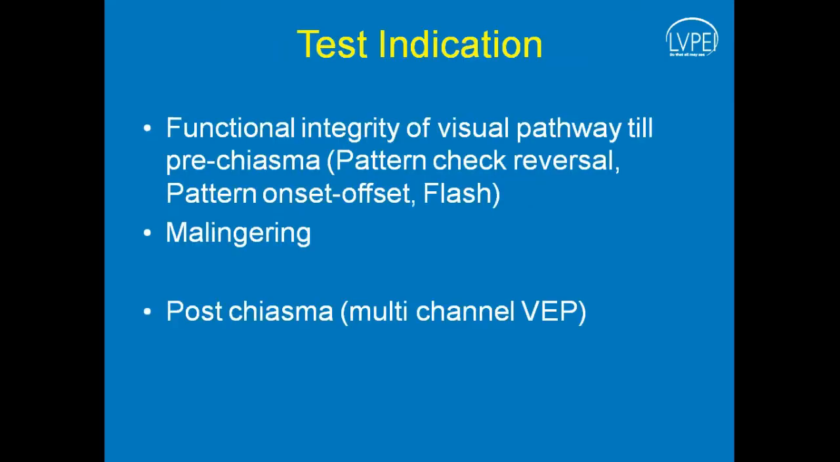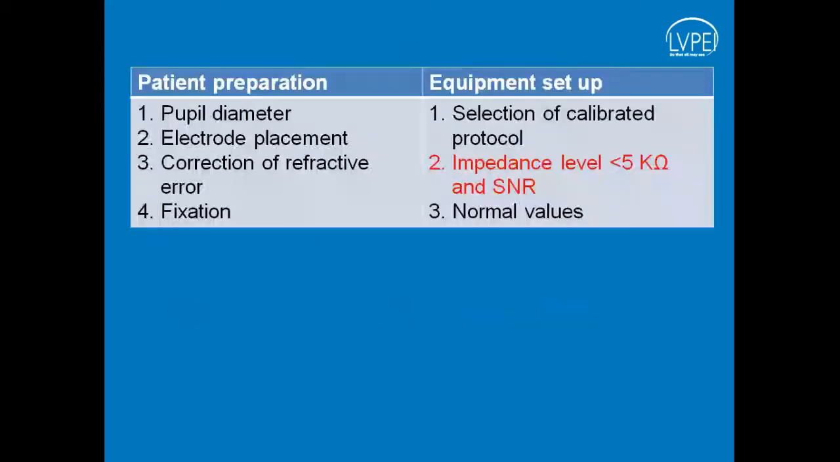Now, visual evoked potential is also a commonly done test, which we frequently do. That is the single channel VEP, which aims to show us the functional integrity at the level of the pre-chiasmal pathway, which is very important to identify a case of malingering. The post-chiasmatic pathway can be well understood with the help of multi-channel VEP.